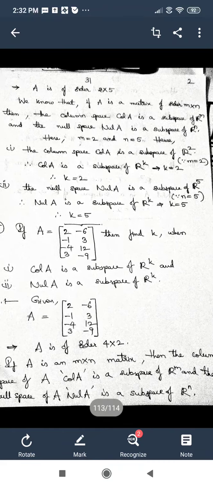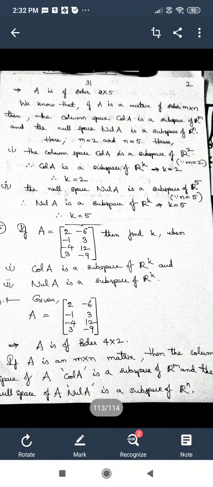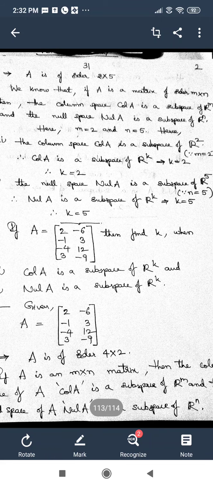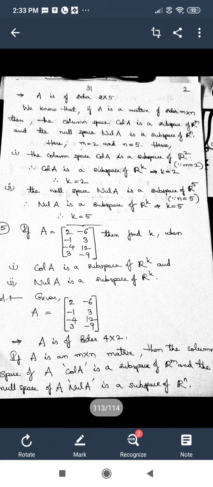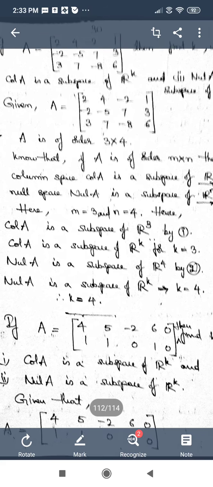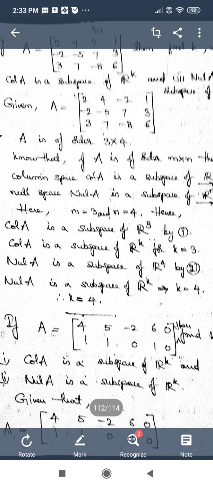Moving on to the second bit, the solution depends on the point that the null space of a matrix A, denoted by null A, is a subspace of Rn, where n denotes the number of columns of the matrix A. Here the null space null A is a subspace of R5 because the number of columns in the given matrix A is 5.